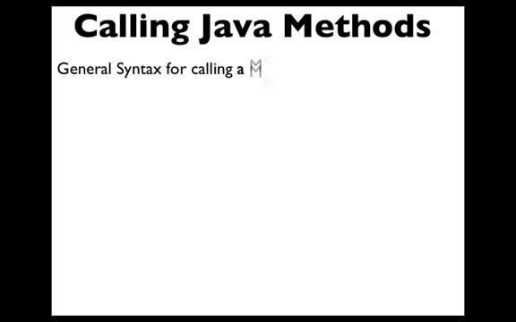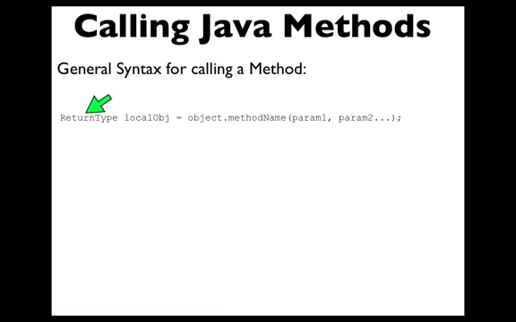So the syntax for calling a Java method appears here. This is a general assignment statement. With an assignment statement, the items that are on the left are evaluated first and then assigned to whatever is on the right of the equality sign. Notice we have the return type. This should match the return type of the method that we are going to call.